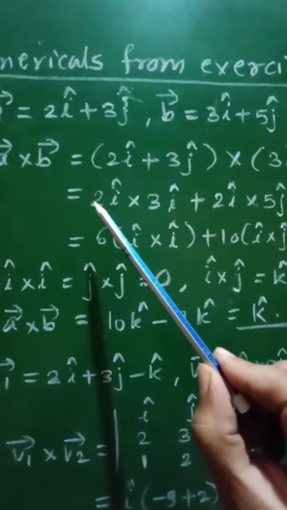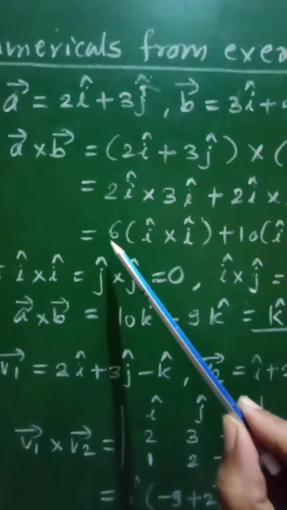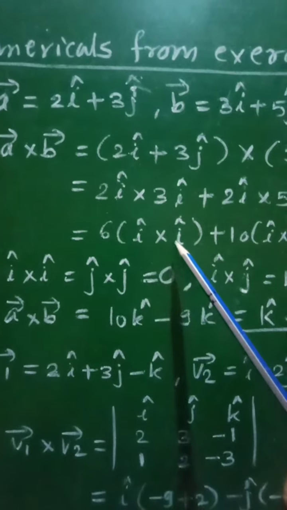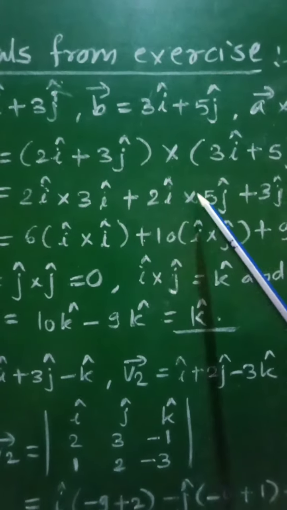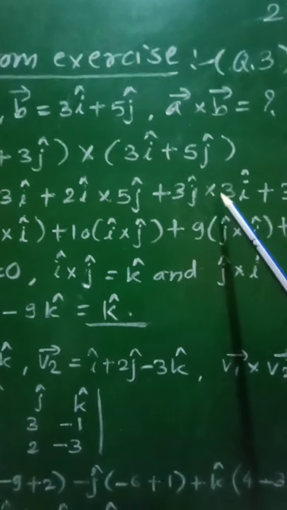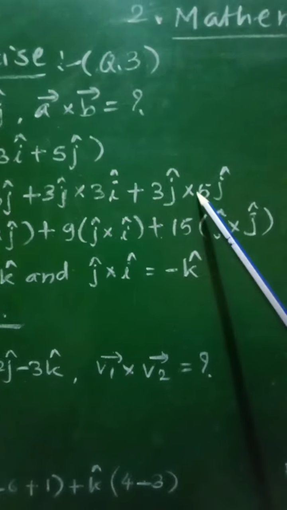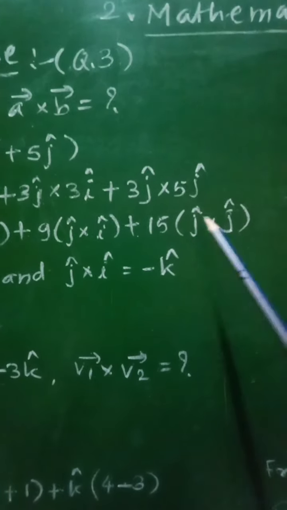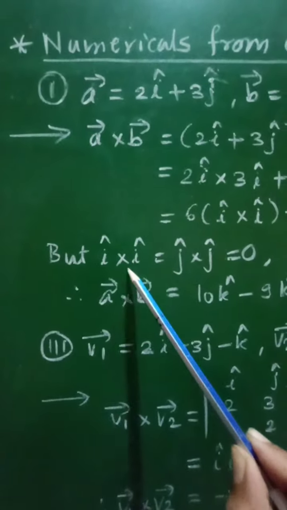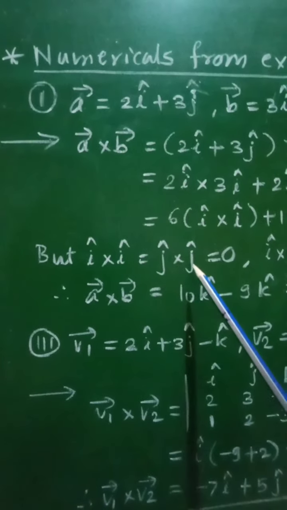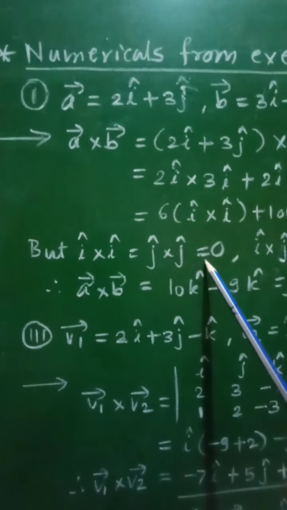Therefore it will be written as 2 into 3, that is 6, and i cap into i cap. So that will be 6 into i cap cross i cap plus 2 into 5, that is 10 into i cap cross j cap, plus 3 into 3, 9 j cap cross i cap, plus 3 into 5, 15 into j cap cross j cap. But we know that i cap cross i cap equal to j cap cross j cap equal to 0. That is, the self cross product of a vector is equal to 0.